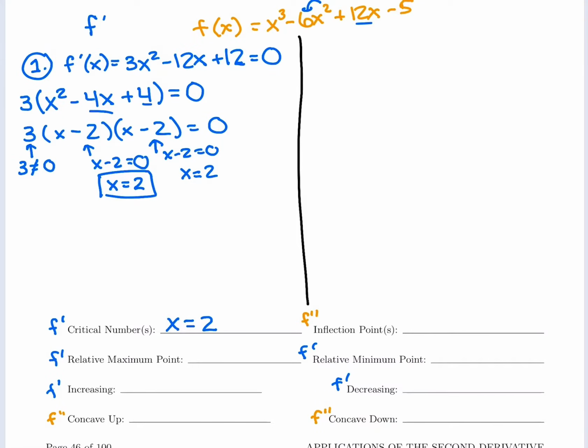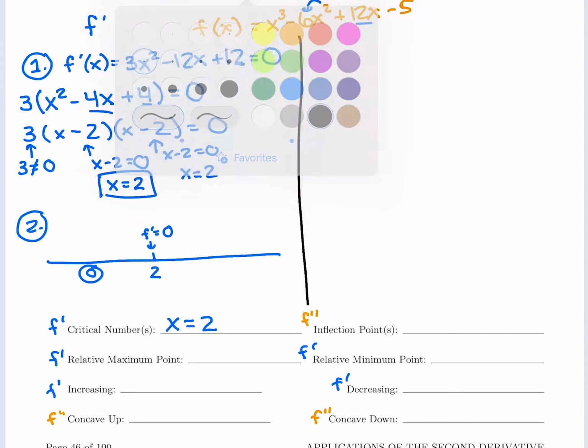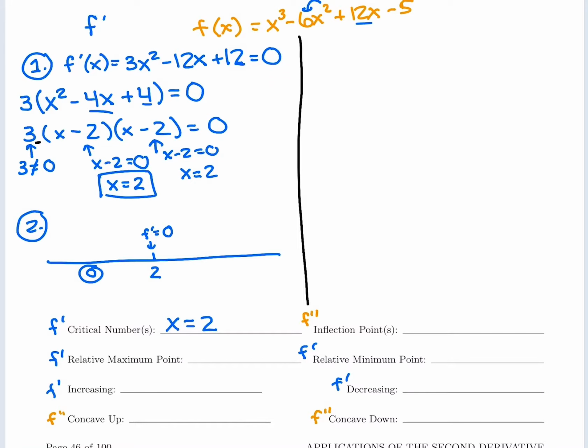The question is now, is it a relative max or min? And where are we increasing and decreasing? That all comes from our sign chart. So on my sign chart, I have one super important critical number here. It makes f prime 0. I can plug in any number I want to the left and to the right. So to the left first, I'm going to plug in 0 into the factored form. My first factor is 3, which is positive. My second factor, 0 minus 2, is negative. My third factor, 0 minus 2, is also going to be negative. So I end up with a positive times a negative times a negative, which is going to be positive.